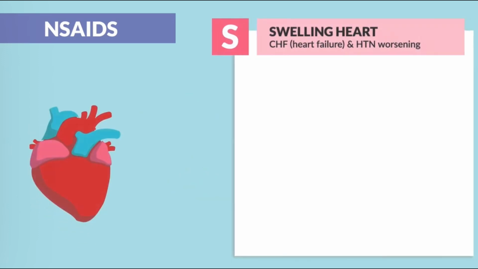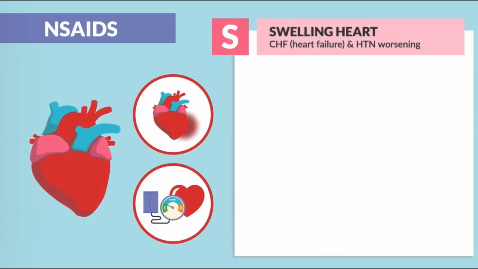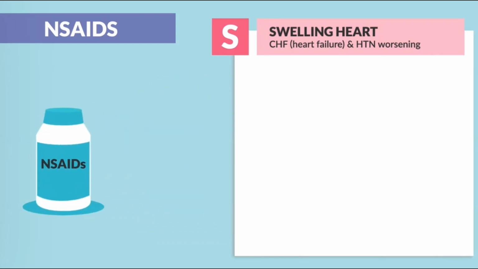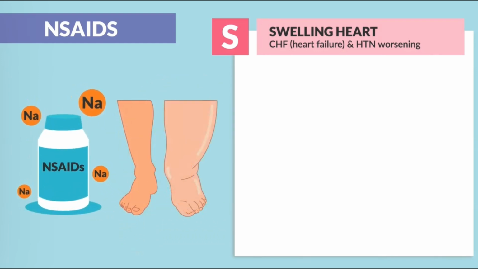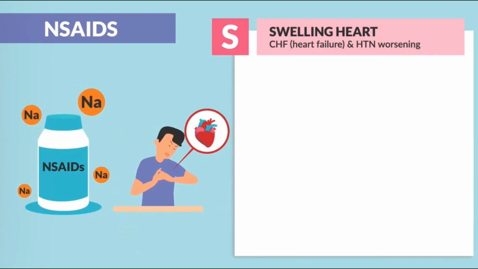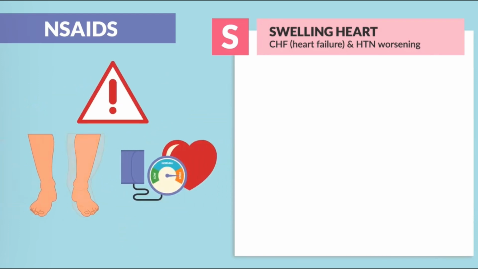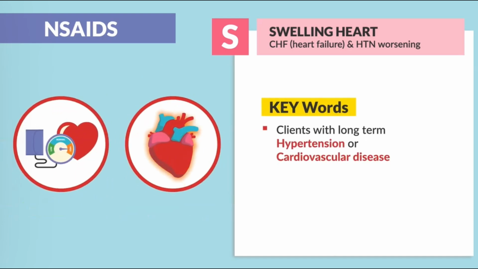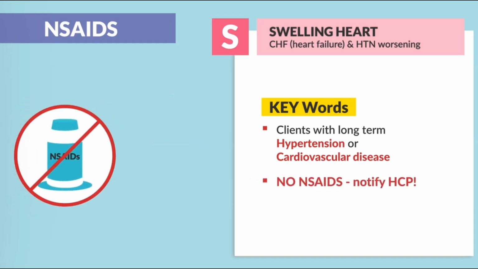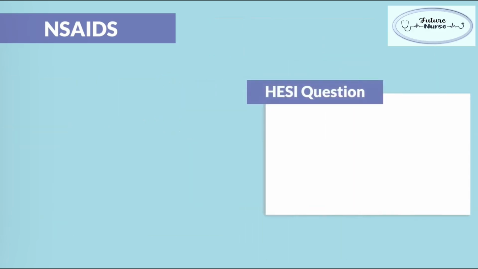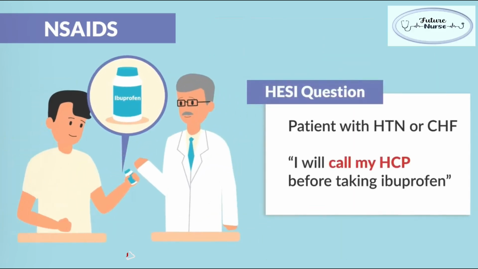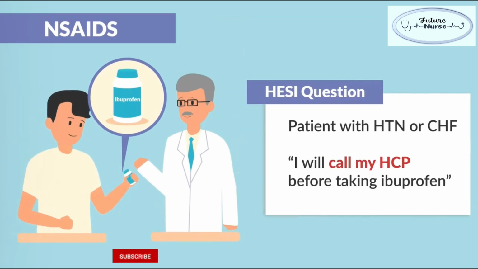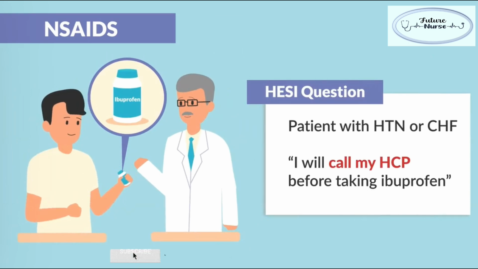Now finally, S is for swelling heart, for CHF and hypertension worsening. Most over-the-counter NSAIDs contain sodium, which swell the body with fluid, and really bad for heart patients, which exacerbates the fluid overload, leading to worsened hypertension. So guys, key words here. Clients with long-term hypertension or cardiovascular disease, say no to the NSAIDs. If the patient is taking NSAIDs, then we notify the HCP. And the HESI asks, a patient with hypertension or CHF, I will call my HCP before taking ibuprofen. It's the right answer.